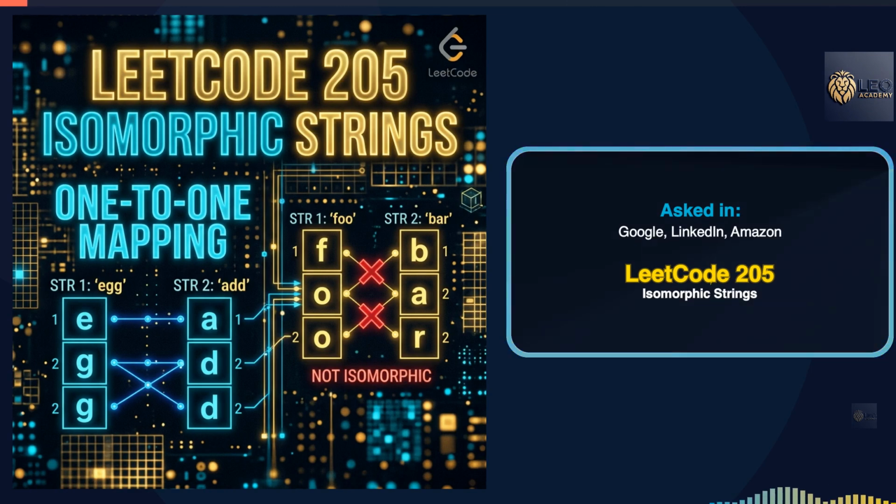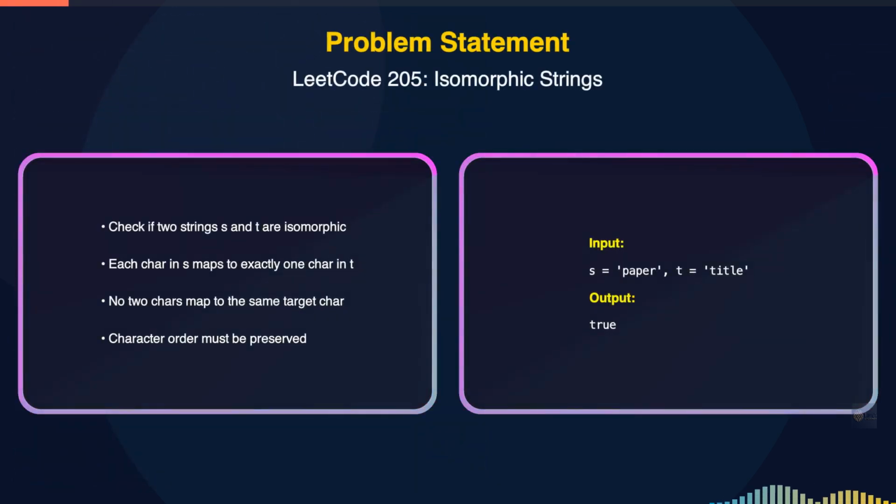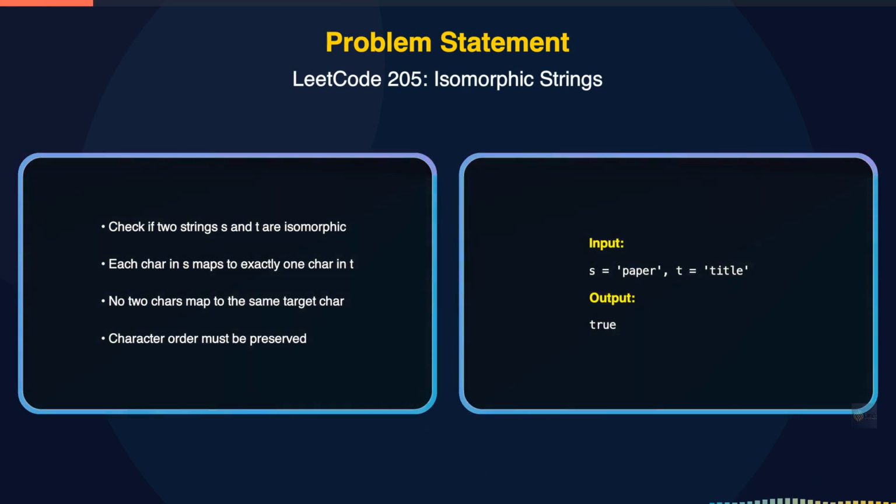Today, we are mastering LeetCode 205, Isomorphic Strings. This is a fundamental string problem that tests your understanding of mapping and character relationships. Let us look at the problem statement. Our task is to determine if two strings, S and T, are isomorphic. But what does that actually mean?